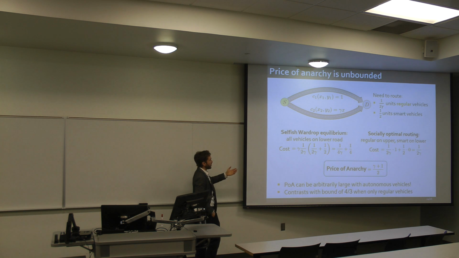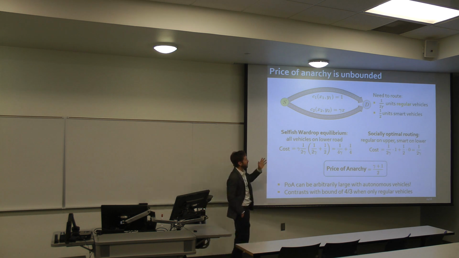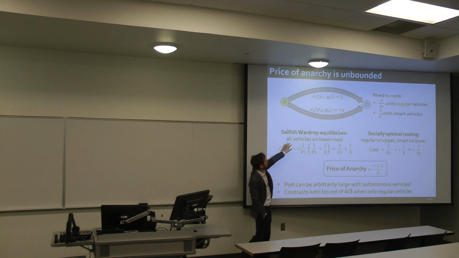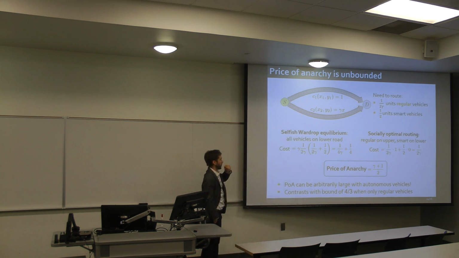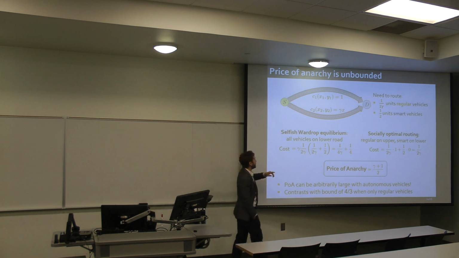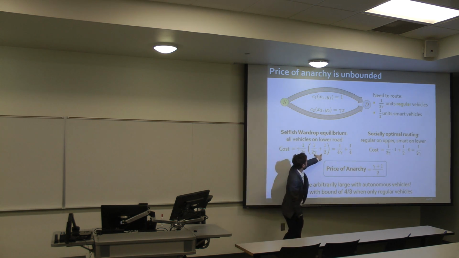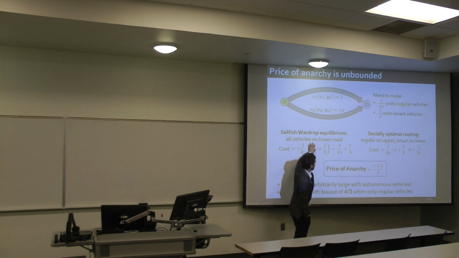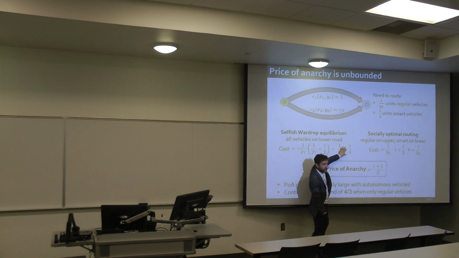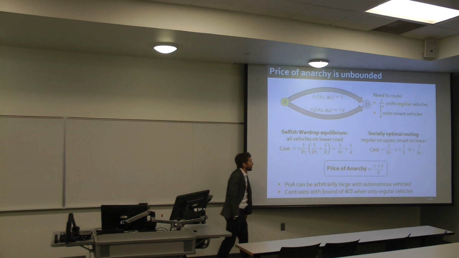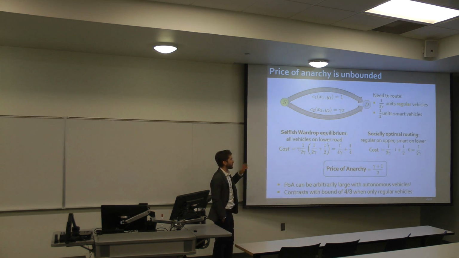So if you think through this a little bit and play with the numbers, you can convince yourself that at Wardrop equilibrium, everybody's going to take the bottom route. All vehicles are going to go on this lower route. And if you compute this, the cost is gamma times 1/2 gamma. That's the cost on the bottom link. This is the total flow on the bottom link, right? And you'll get a total cost that looks something like this.